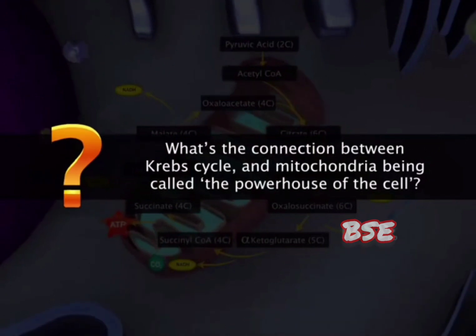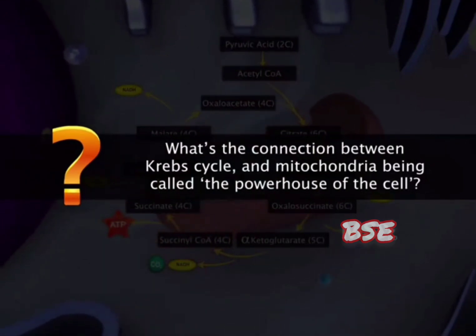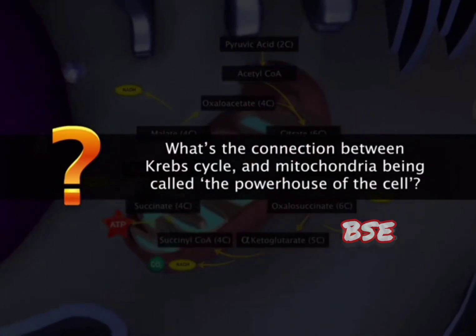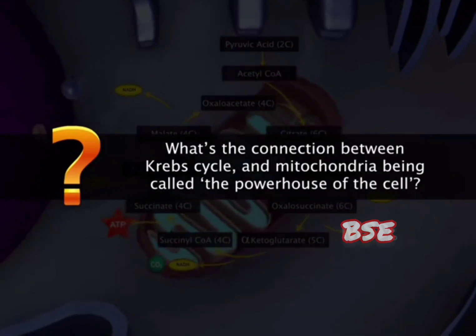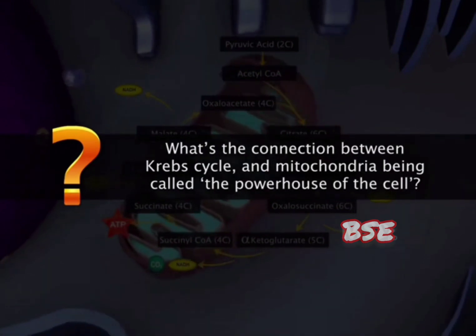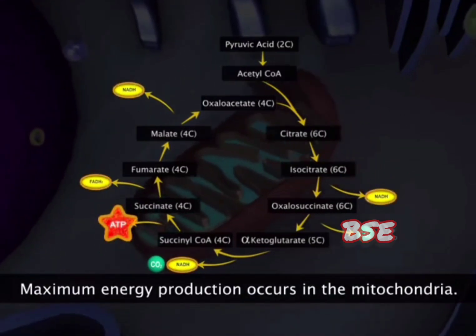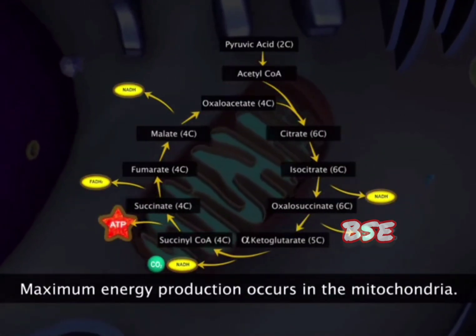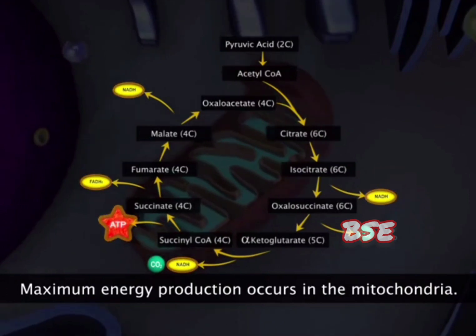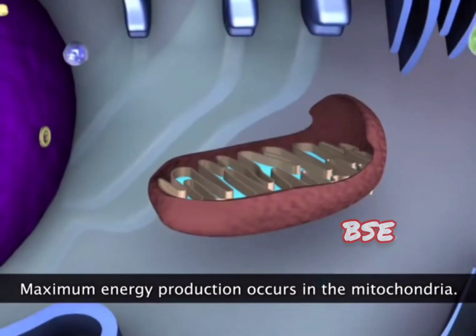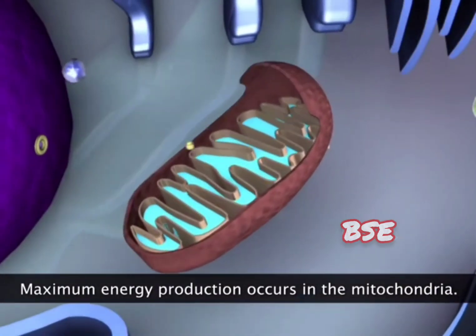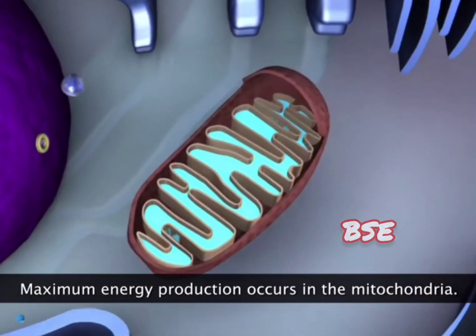You might have heard that mitochondria are called the powerhouse of the cell. Does this epithet have anything to do with the Krebs cycle? The maximum quantity of energy molecules is produced during the Krebs cycle, and the Krebs cycle occurs in the mitochondria. Therefore, the mitochondria are called the powerhouse of the cell.